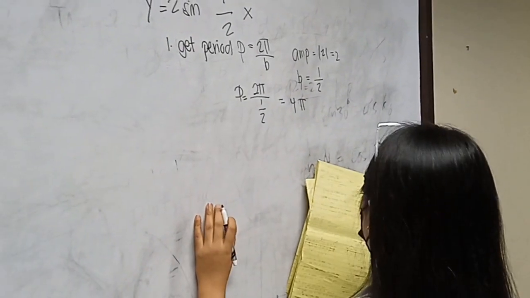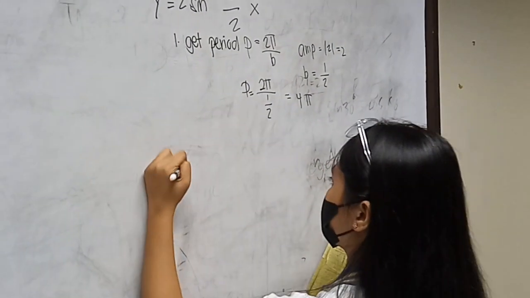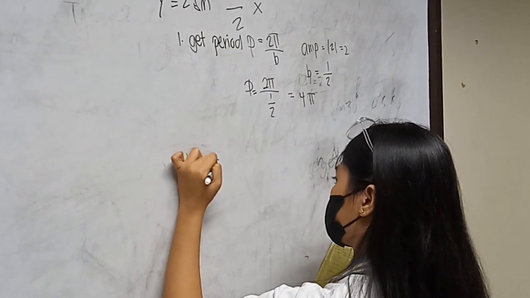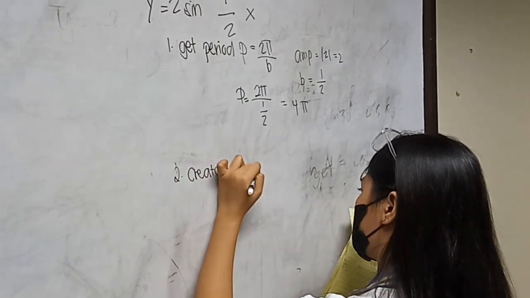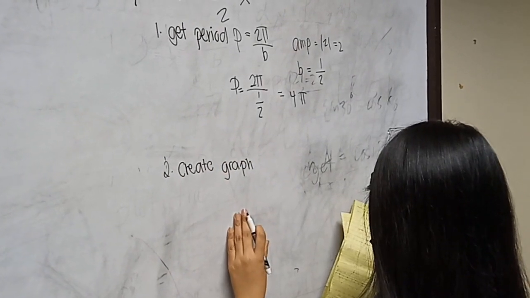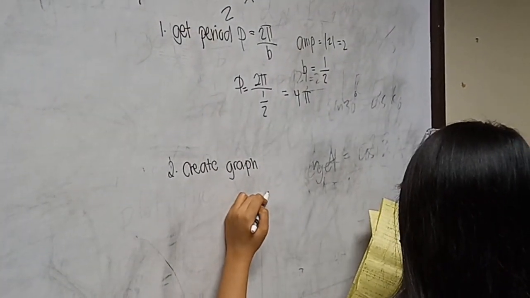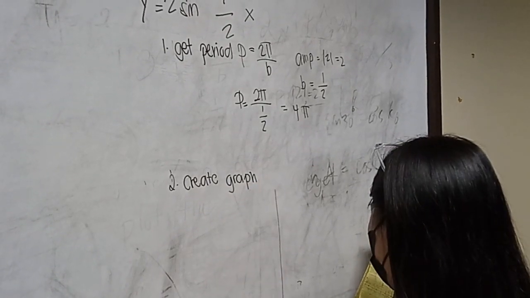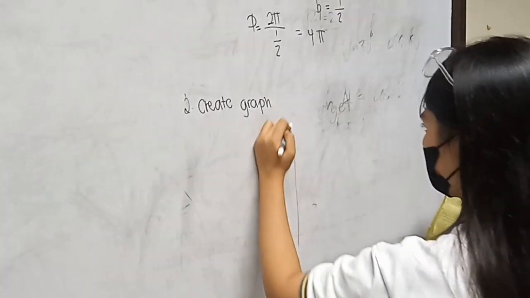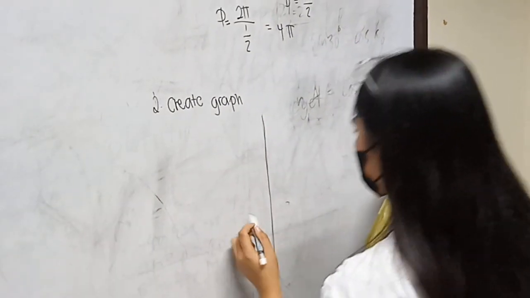Going back, the period has the formula 2 pi over b. We need to substitute the value of b to get the period. So we have period equals 2 pi over 1/2. So our period here is 4 pi. And our amplitude is the absolute value of 2, which is equal to 2.